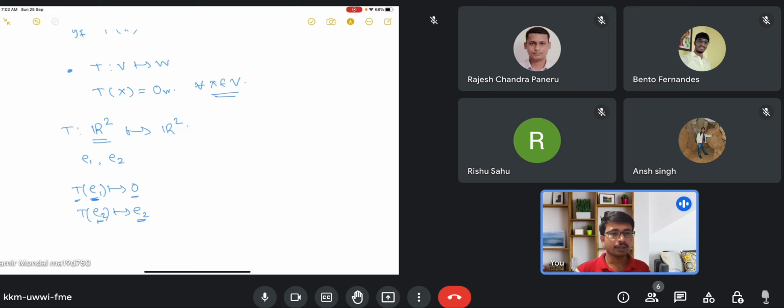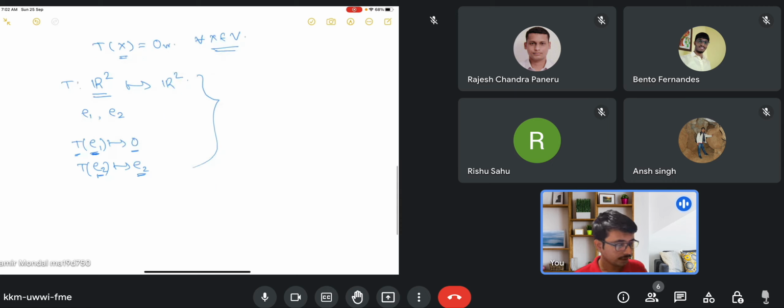So this is one example of that: T of x is 0, but that element need not be zero. If you take T of (1, 0), it goes to 0, but this is your non-zero element. So when you are thinking about an example, try to construct it like that. Try to define the linear transformation on a basis. Then it is easy for you and you can visualize properly.